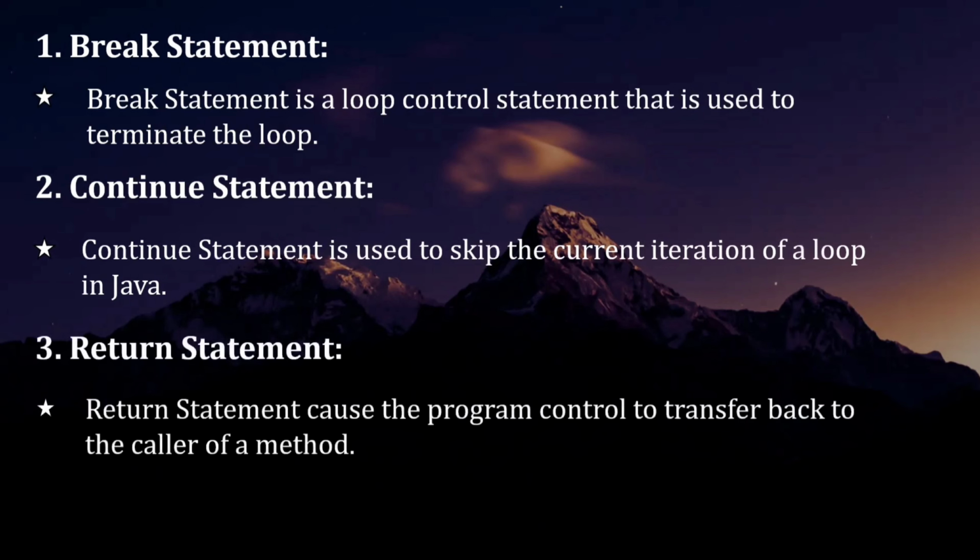Now we'll learn about the return statement. The return statement causes the program control to transfer back to the caller of a method. For understanding this return statement, we must know the methods in Java. Every method in Java is declared with a return type and it is mandatory for all Java methods. A return type is a primitive type like int, float, double, and sometimes void. Void is a return type that returns nothing. If a method is declared as void, it is not mandatory to have a return statement. But if a method is declared with some primitive return type, it is mandatory to have a return statement.